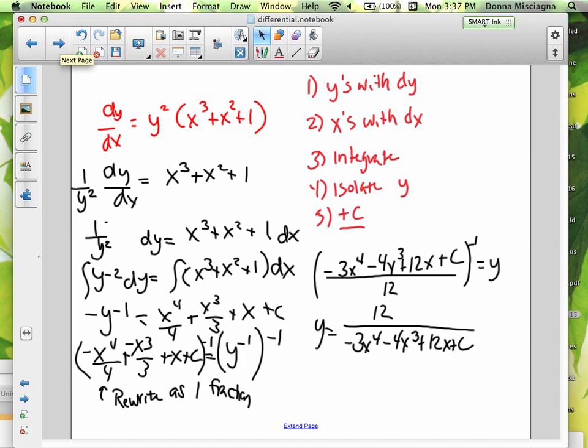So really, it's just a lot of algebraic manipulation, so long as they're separable. So long as I can multiply and divide to move x's and y's, then after that it's just some algebra.